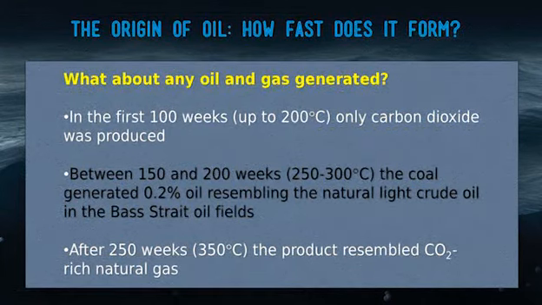But there's more. What about the oil and gas generated? In the first 100 weeks only carbon dioxide was produced. But between 3 and 4 years, between 250 and 300 degrees C, the coal generated 0.2% oil, which is identical to the natural crude oils that were pumping out of the oil fields.